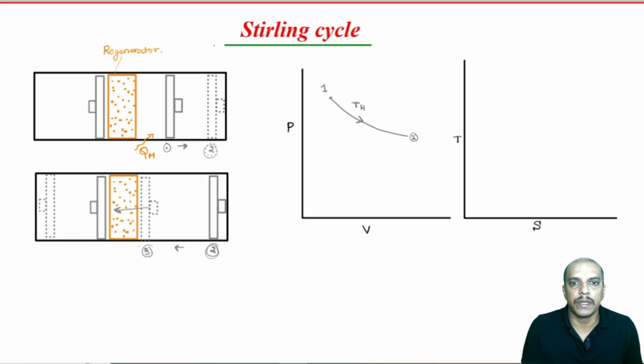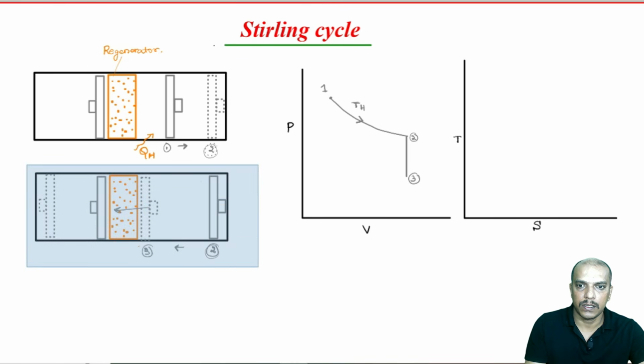So, I will write PV diagram constant volume like this. Now, remember 2 to 3 is a process where heat is given to the regenerator. 2 to 3. Okay. Now, let us take 3 to 4. Okay. I will just copy this again.